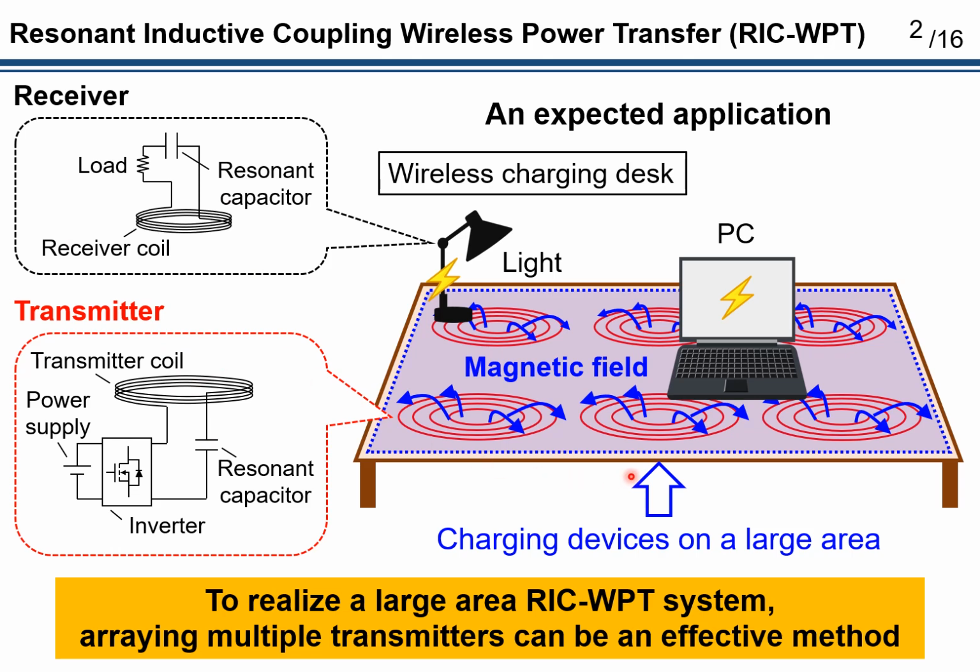As an expected application, there is a wireless charging desk as shown in this figure. The desk can charge multiple receivers, such as a light and a PC, on a large area. To realize a large area WPT system, arraying multiple transmitters can be an effective method.